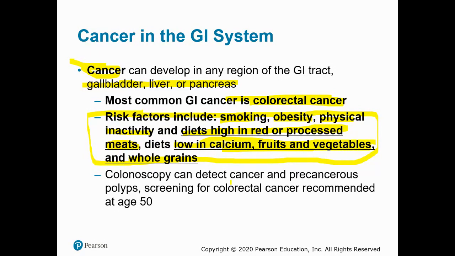So a colonoscopy can detect cancer or precancerous polyps, little growths in the colon, and screenings for colorectal cancers are recommended starting at age 50. Again, all of the risk factors for colorectal cancer are lifestyle. These are all modifiable. These are all behaviors that we each have the capacity to change.